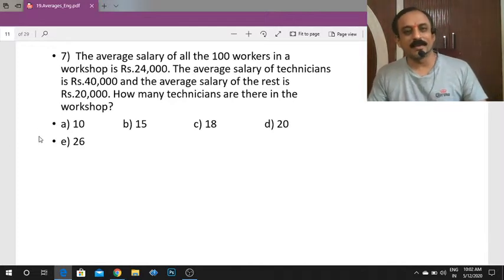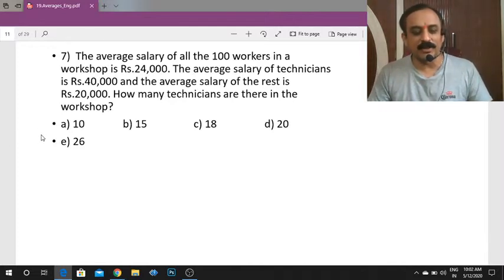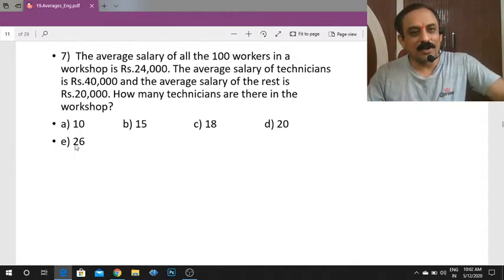So here two methods are there. I will explain the two methods. The first one is a general method. Second one is a shortcut method. So what is general method and what is shortcut method?